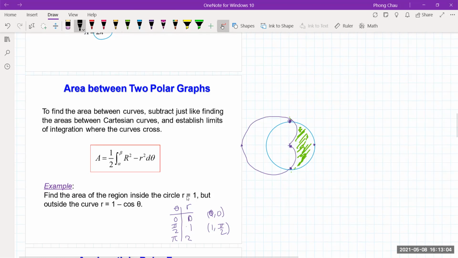We set these two equations equal to each other: r equals 1 and r equals 1 minus cosine theta. So that will give us, well, cosine theta has to be 0, isn't it? 1 minus 0 is 1. So cosine theta is 0, and theta is pi half or 3 pi over 2. Okay, pi half and 3 pi over 2.